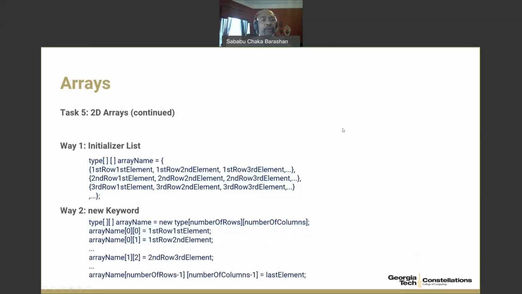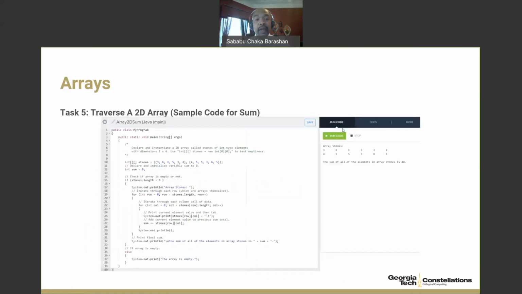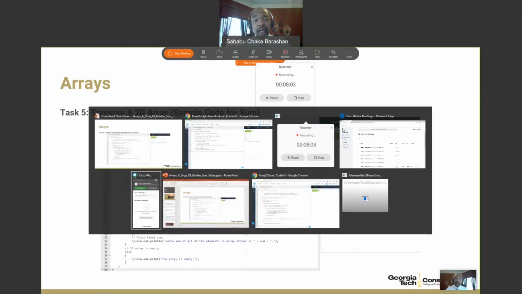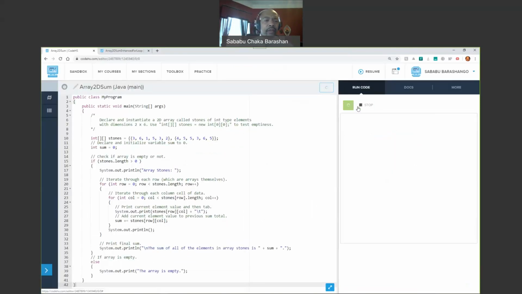And here's a general formula for declaring, initializing, and instantiating a two-dimensional array using the initializer list or the Java keyword new. And then here's an example of going ahead and traversing a two-dimensional array.